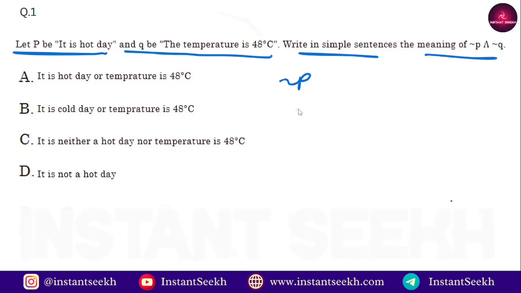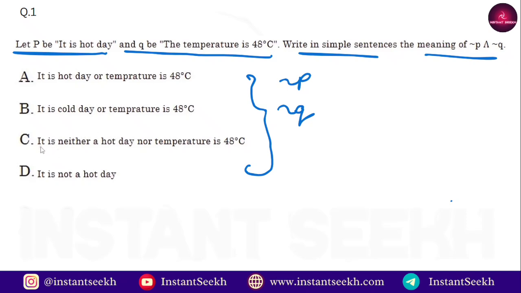Okay, what is Q given here? Q is, the temperature is 48 degree. What will be the negation of Q? The temperature is not 48 degree. So out of this option we need to identify such statement where it states it is not a hot day and the temperature is not 48 degree. Okay, if you see from all these options, which one is the possible answer?